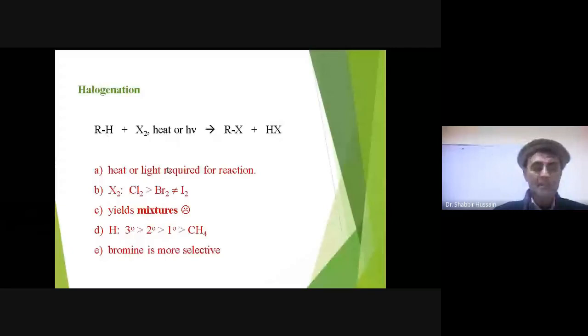Again, there are different types of halogen: chlorine, bromine, and iodine. Sunlight or heat. We know that chlorine is more reactive for halogenation than bromine, right? And iodine is least reactive. Iodine is least reactive for halogenation, but chlorine is more reactive than bromine, right?